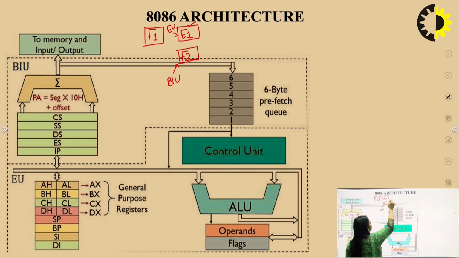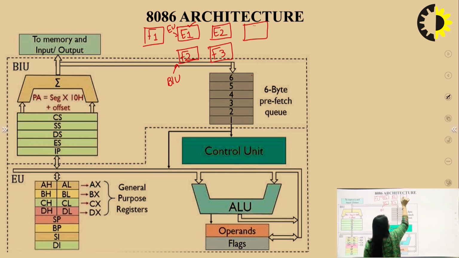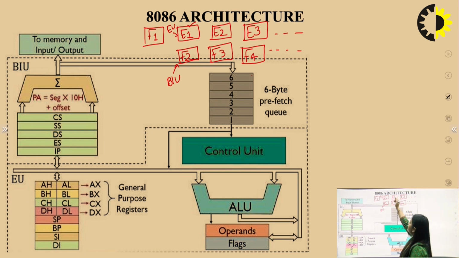Similarly, when this is done, the next instruction will be sent for execution. The second instruction will be executed and then the third will be fetched. When the third is being executed, the fourth will be fetched, and so on till halt comes or the program finishes. So this is the basic idea of the instruction queue and also of pipelining.